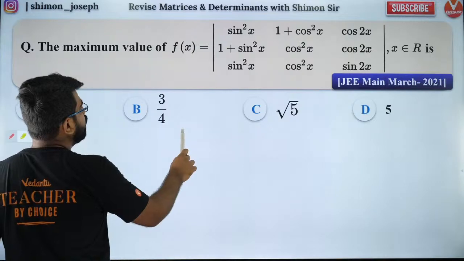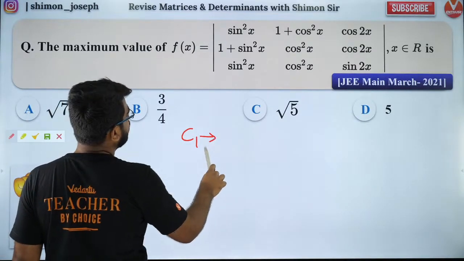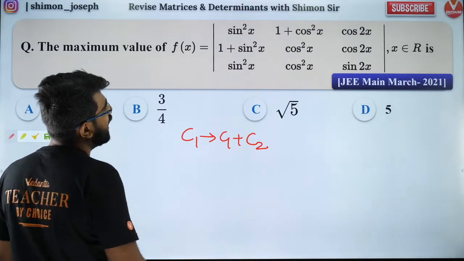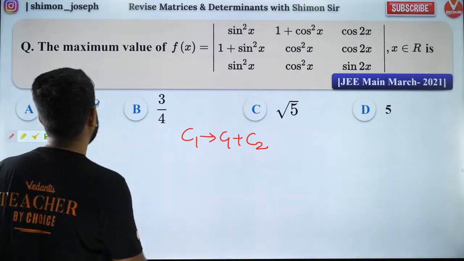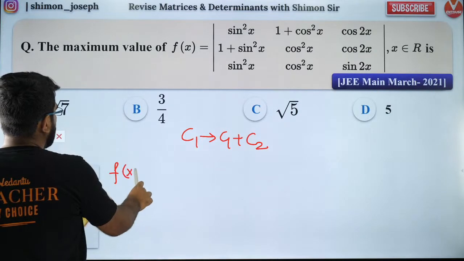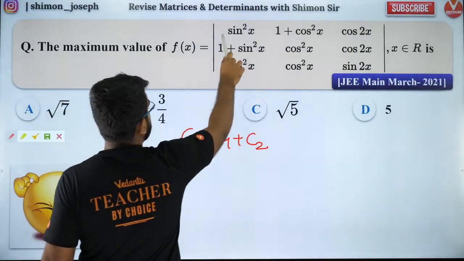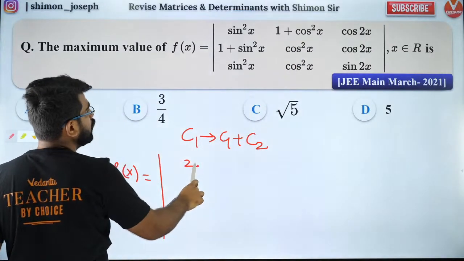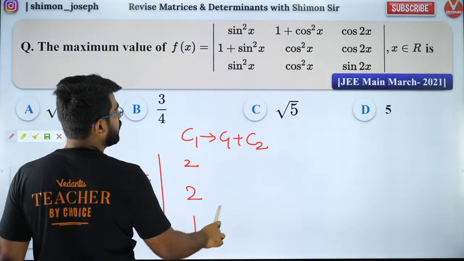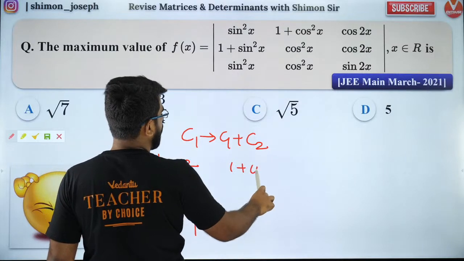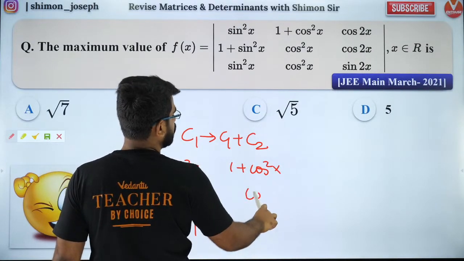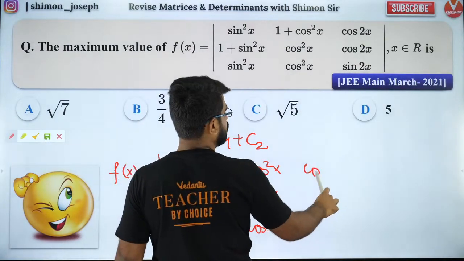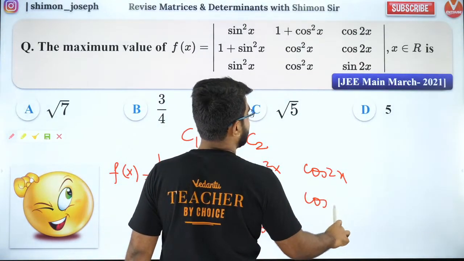So what I'll do first is, I will write C1 as C1 plus C2. That will help. So what will my f of x be now? My f of x will be C1 plus C2. So 1 plus sine square theta plus cos square theta, which will be 2. This will also be 2. This will be 1. And here I'll have 1 plus cos square x, cos square x, cos square x. I'll have cos 2x, sine 2x.